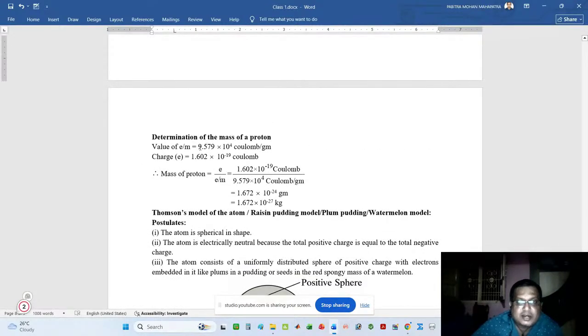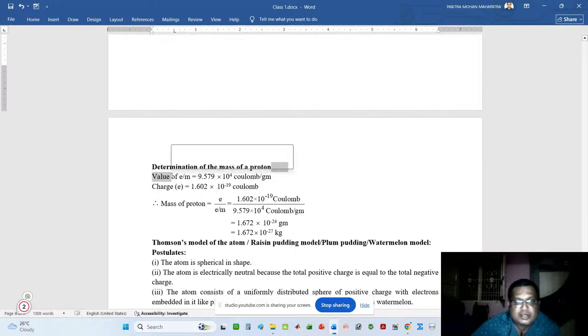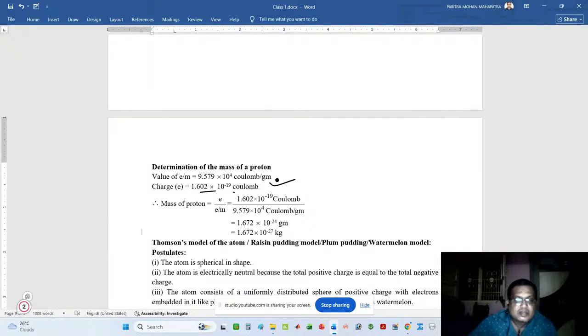Next, I want to find out the mass of proton. Already we know that the charge of proton is 1.602 into 10 to the minus 19 coulomb. The value of e by m, that is the specific charge of proton, is 9.579 into 10 to the 4 coulomb per gram. The mass of proton means e divided by e by m, that is the charge of proton divided by the specific charge of proton. Here e is 1.602 into 10 to the minus 19 coulomb. e by m is 9.579 into 10 to the 4 coulomb per gram.